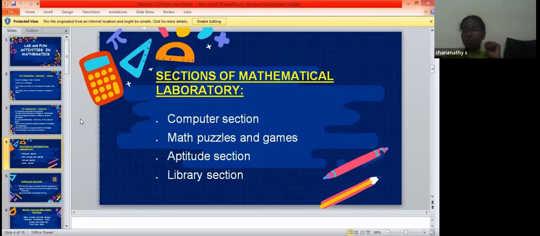If you ask children, they'll come out with wonders and wonders. So the computer part of it, as she has just mentioned, the computer section. We can go for technical puzzles, technical projects, technical ways of questioning. All these can also become a part of the mathematics lab. So that is one part.